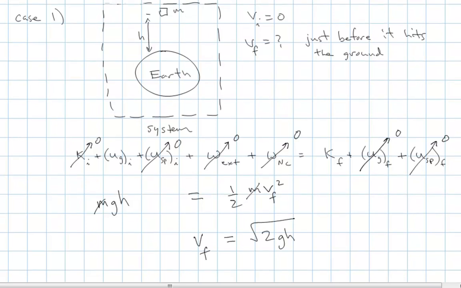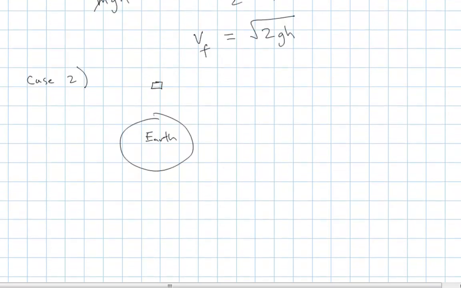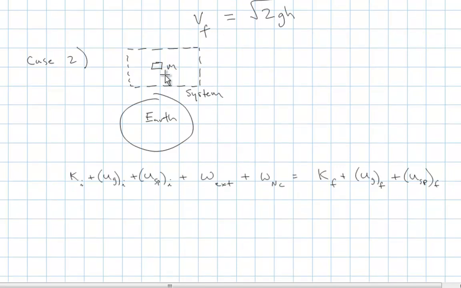Now let's take a look at the exact same problem. Here's our mass. There's the Earth. This time, I'm going to define the system this way, not including the Earth. So it's the same question. If it starts at a height h, how fast is it going right before it hits the ground, released from rest? If my system does not include the Earth, then I cannot have a gravitational potential energy, because this is only for internal interactions within my system. So I have no gravitational energy.